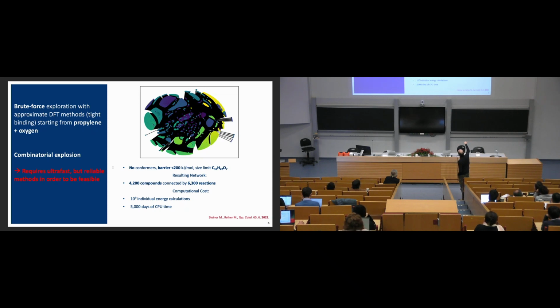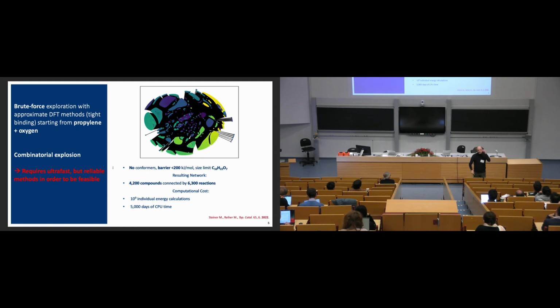And then we find a reaction network of 4,200 compounds, 6,300 reactions. In order to get that it cost us 1 billion energy calculations and 5,000 days of simulation for this simple system. And so my message is, no matter what chemical system you study, it will be a nightmare on the network. And that implies that we can't afford expensive electronic structure methods. So this is why this was done with tight binding DFT.